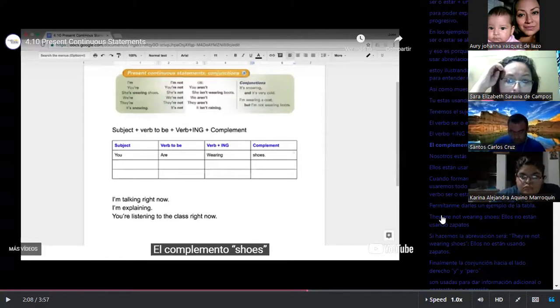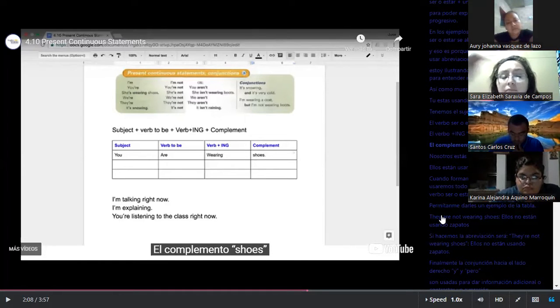You are listening to the class right now. Three examples that are being referred to what is happening in this moment. Si se fijan, está pasando en este momento. Okay? That is the present continuous. Por eso le llamamos present continuous. Please do not confuse the simple present and the present continuous because they are different.